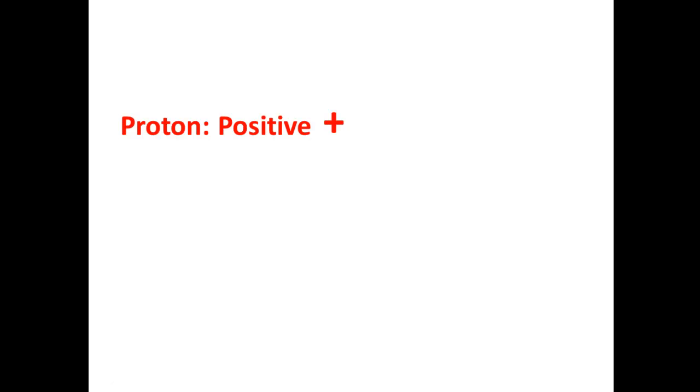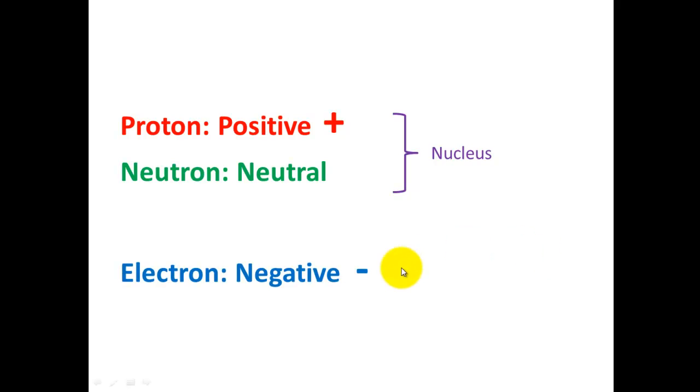Okay, so just as a reminder, proton has a positive charge, a neutron a neutral charge, and they both live in the nucleus, and an electron has a negative charge. And they live in shells around the outside of the nucleus.